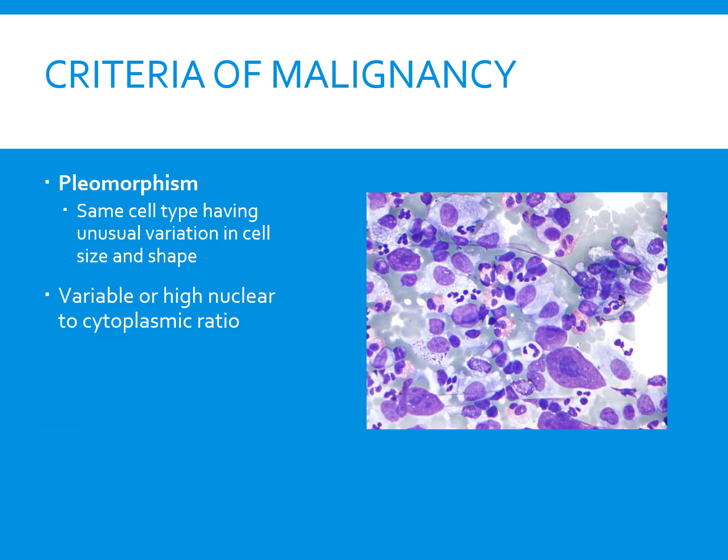So some of those abnormal configurations include the presence of pleomorphism, which is the same cell type having unusual variation in cell size and shape. So it's the same cell type, but the cells of the same type look different, either in size or in shape. Also, if there's a high nuclear to cytoplasmic ratio, meaning that the nucleus is rather large and there's less cytoplasm than there normally would be in that type of cell.